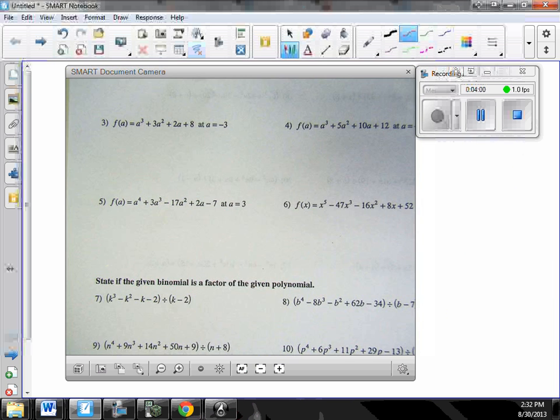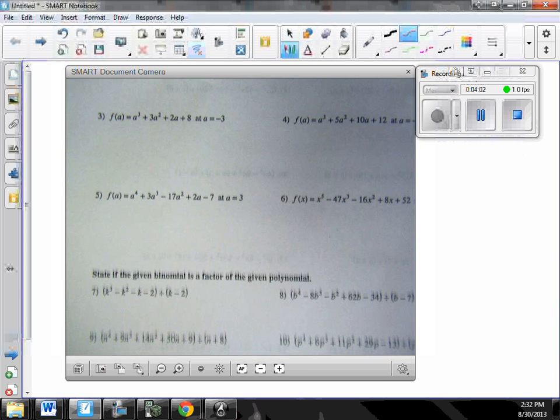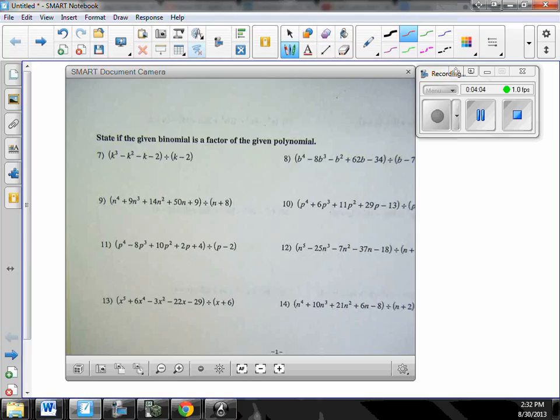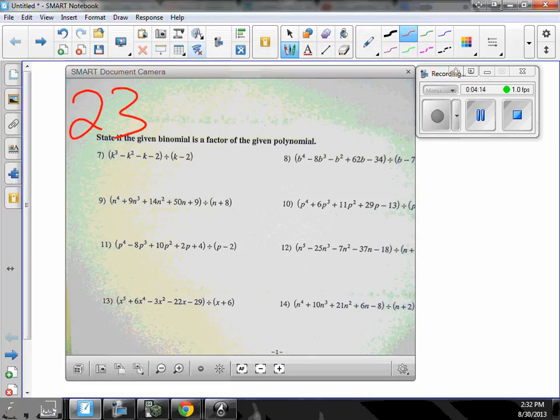Look at the second set, number 7. Number 7 wants to know, is x minus 2 a factor? How do we know if a number is a factor? When the remainder is 0. For instance, is 3 a factor?